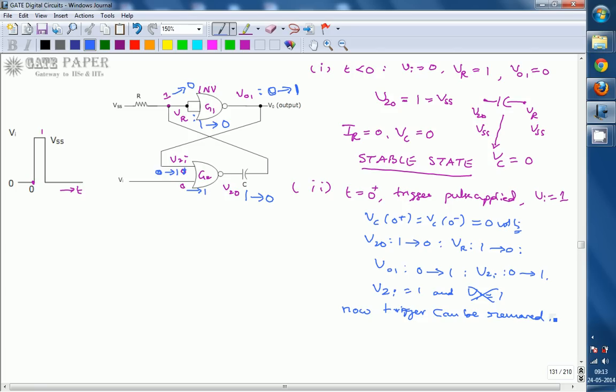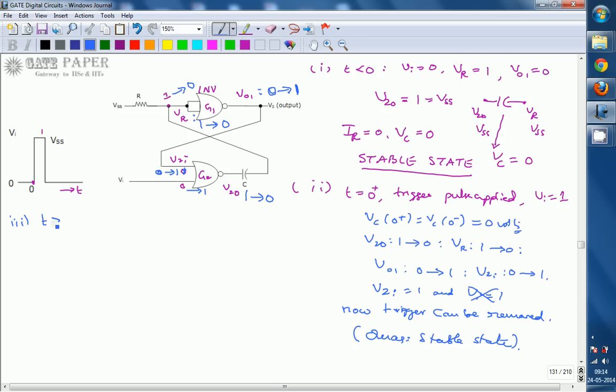Now this is part of the quasi stable state. This is going to be called the quasi stable state. Now the third case is where we go in this way.